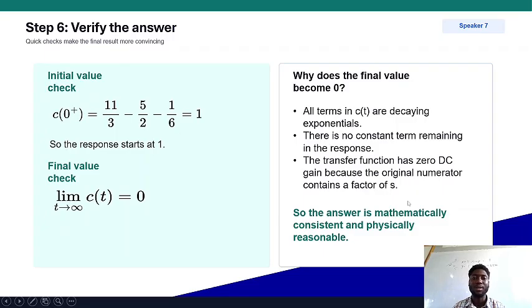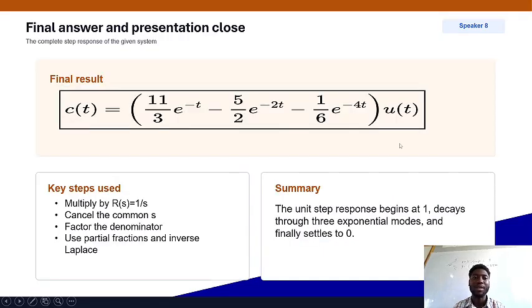Then to conclude, this is the final answer we got: 11 over 3 e to the negative t, minus 5 over 2 e to the negative 2t, minus 1 over 6 e to the negative 4t, times u of t. The unit step response begins at 1, then decays through three exponential modes and finally settles to 0.